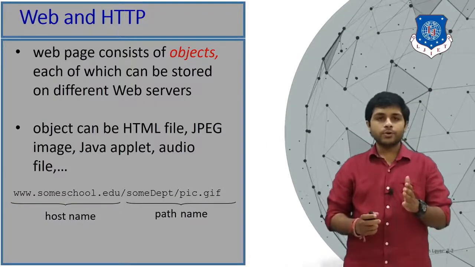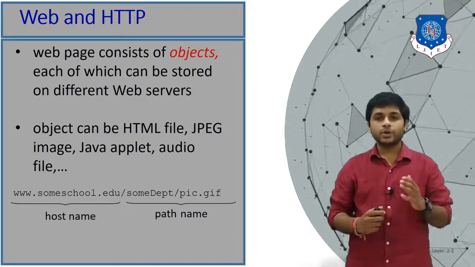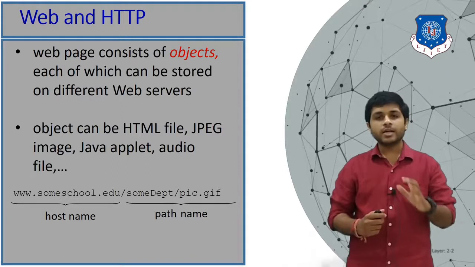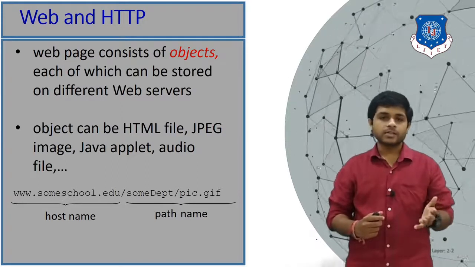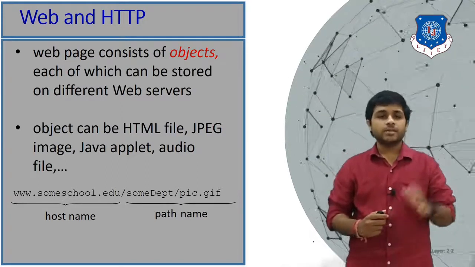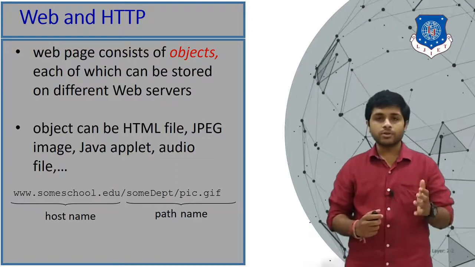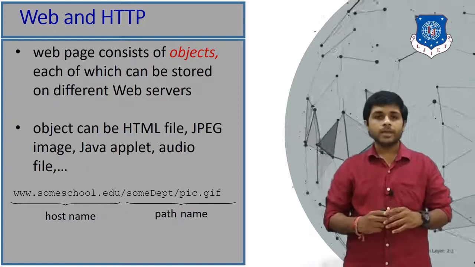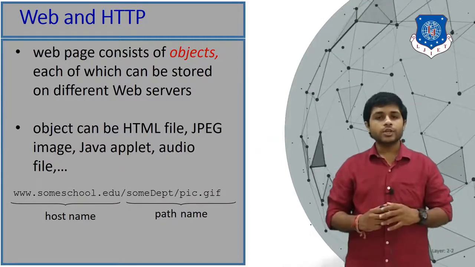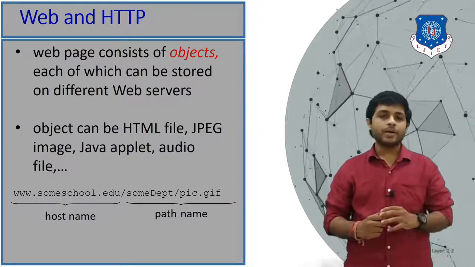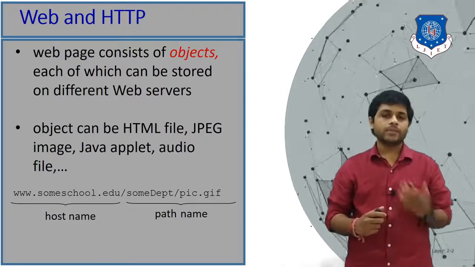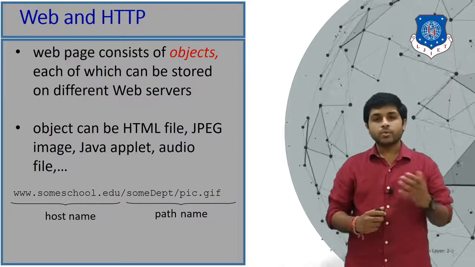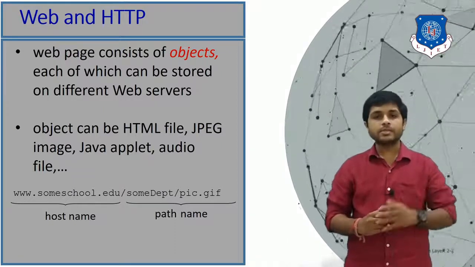If you open a web page on your laptop or your phone, you know that the web page has several objects, such as a JPEG file, a video, an audio, and an HTML file. There are different objects, right? Using the web you can access any web page over the internet, and that is why it is called the World Wide Web. This World Wide Web uses the HTTP protocol.